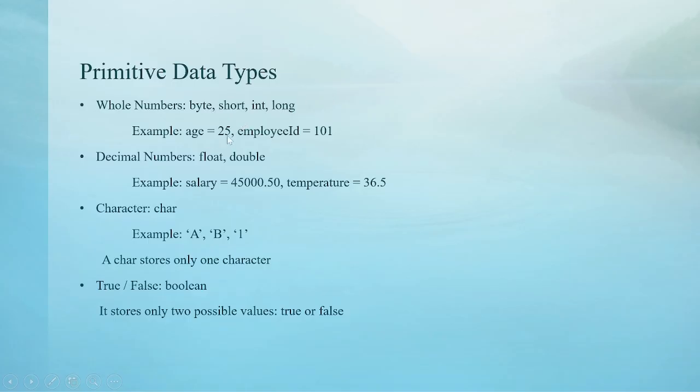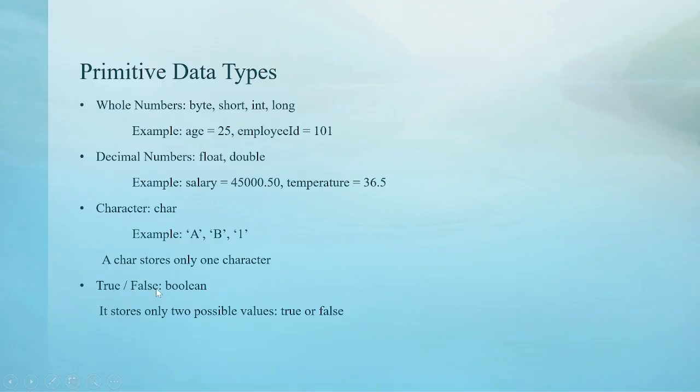Next one is decimal numbers. These are used to store numbers with decimal values, for example salary, or temperature equal to 36.5. Next one is the character, the char data type. It is used to store a single character, for example A, B, or 1, a number enclosed in single quotes. This is considered a character. char stores only one character.